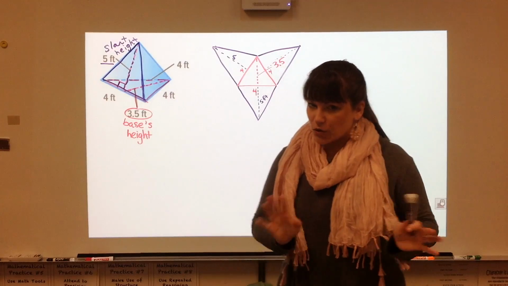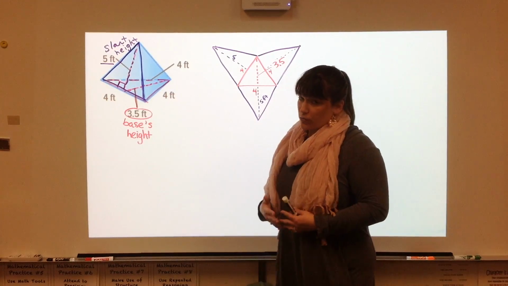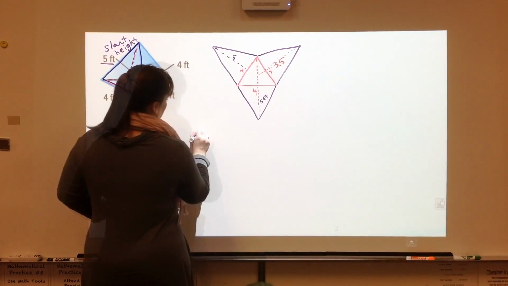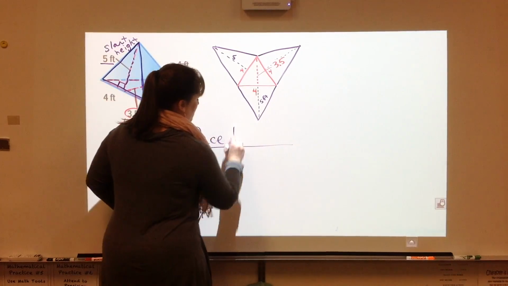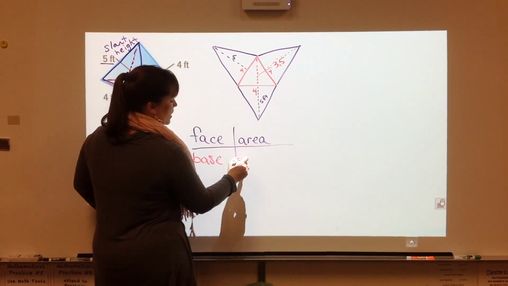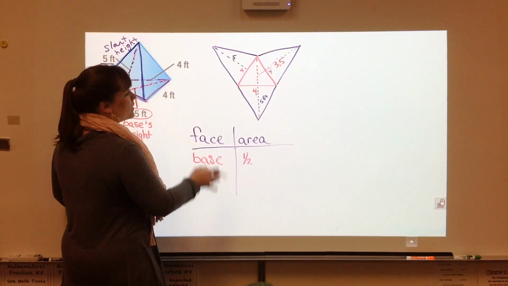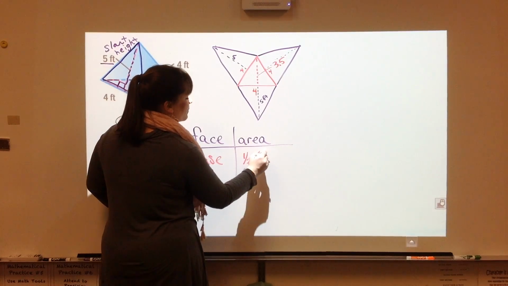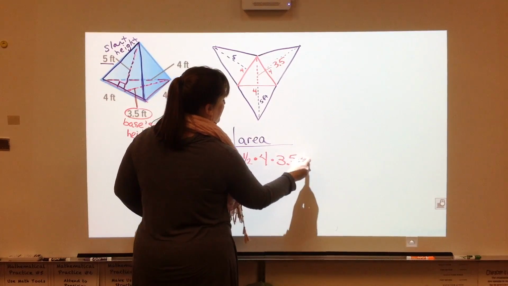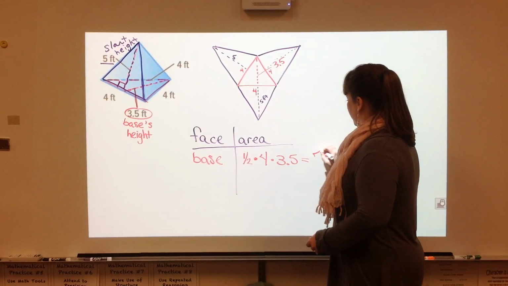We can't do any formulas, so the chart's the only thing we're going to use to help us solve what the surface area is. So we have our base and then our area. I'm going to work with the base first. I'll label it the base, and I'm going to use the area formula for a triangle, 1/2 times the base, which is 4, times the height, which is that 3.5. Half of 4 is 2. 2 times 3.5 is 7.